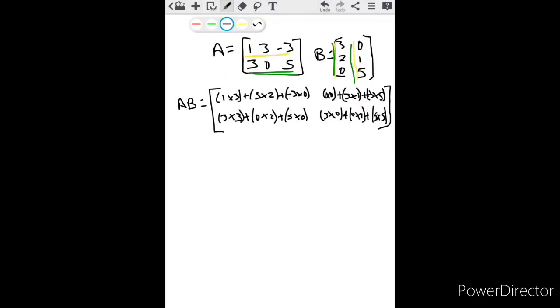So we have AB is equal to open bracket 1 times 3 is 3 plus 3 times 2 is 6 plus 0, which is negative 3 times 0. Any number multiplied by 0 would always give us 0. Then we have 1 multiplied by 0, which is 0 plus 3 times 1 is 3. Negative 3 multiplied by 5 is negative 15.